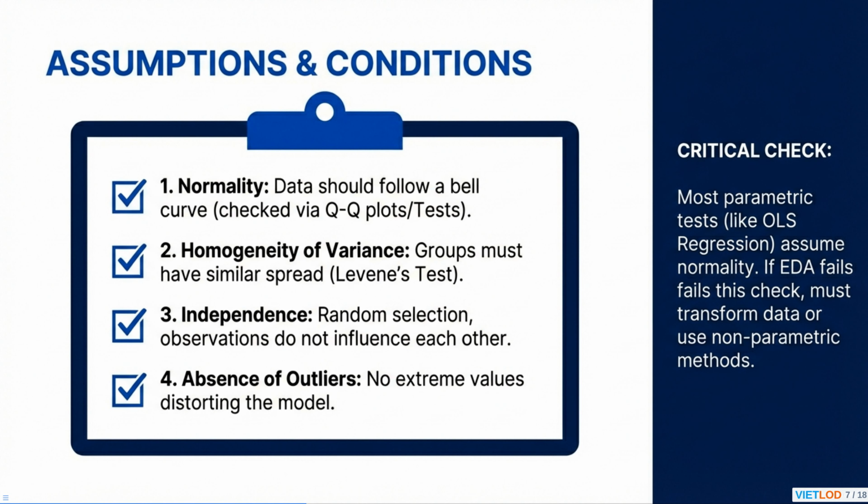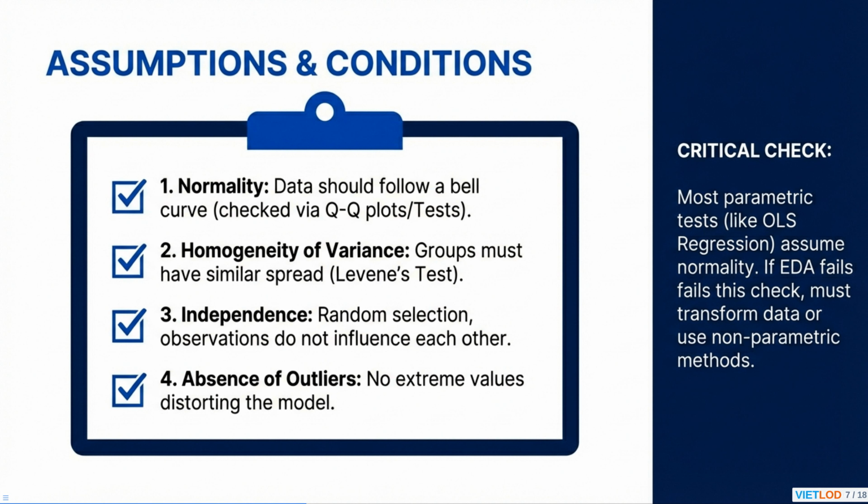Third, independence. Observations must be independent, usually guaranteed by random sampling and good experimental design. And finally, the absence of outliers. Extreme values can significantly distort our model estimates and conclusions.